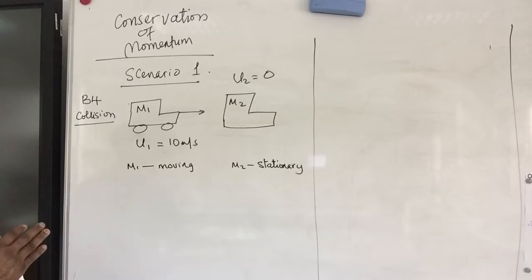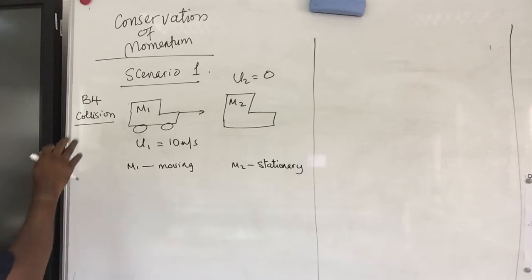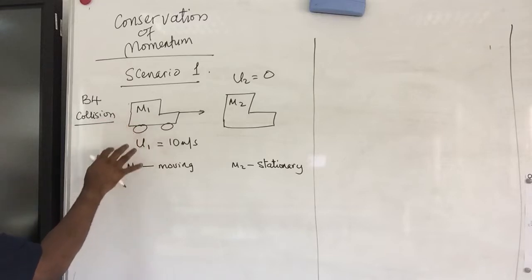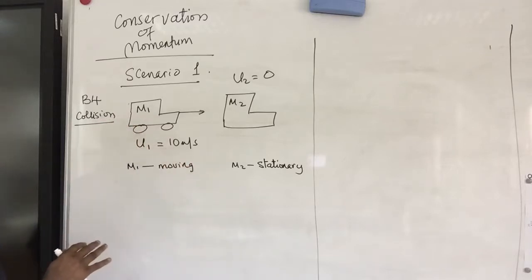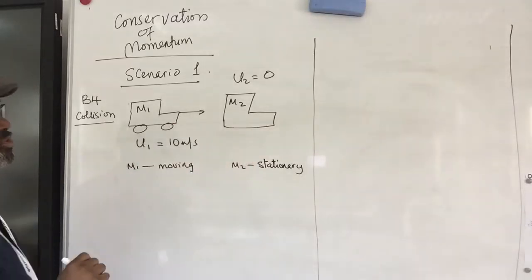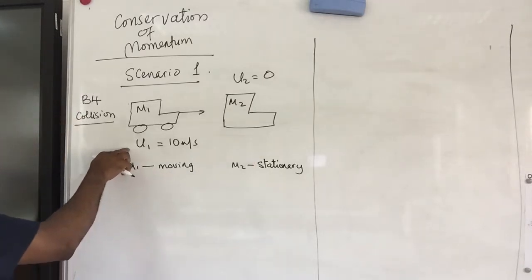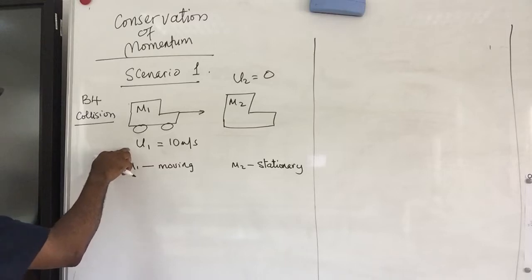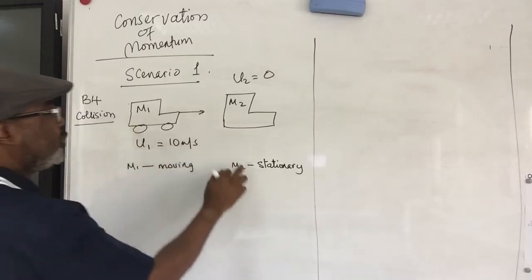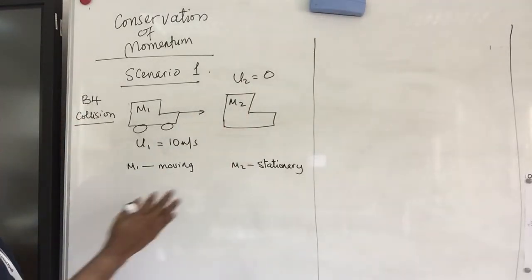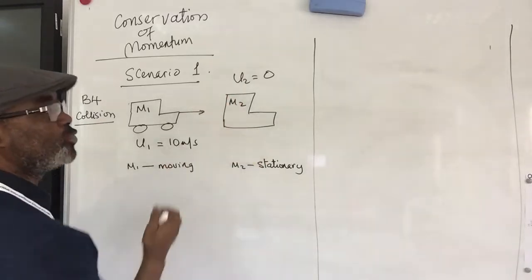In this scenario, if you look at the diagram very closely, before collision, a vehicle with mass m1 is moving at 10 meters per second, and the arrow shows that it is moving towards another vehicle, M2, which is stationary. We use U1 to represent the initial velocity of M1, and U2 to represent the initial velocity of M2. Because M2 is stationary, U2 is 0.